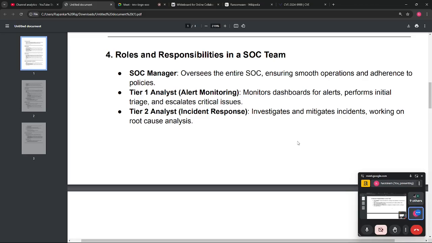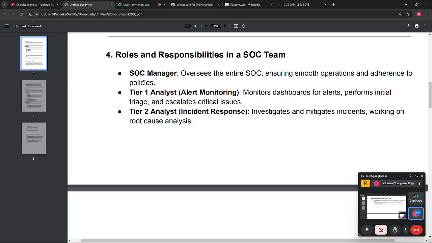So first is SOC manager. SOC manager oversees the entire SOC operations. They ensure the efficient process of SOC, they ensure effective teamwork, and the alignment with all the organizational and regulatory objectives. So this is the basic task of a SOC manager.